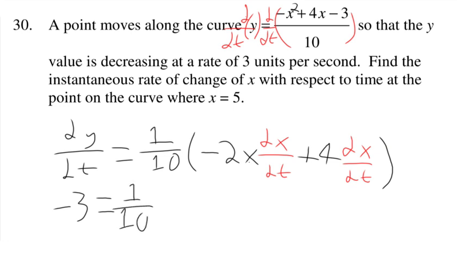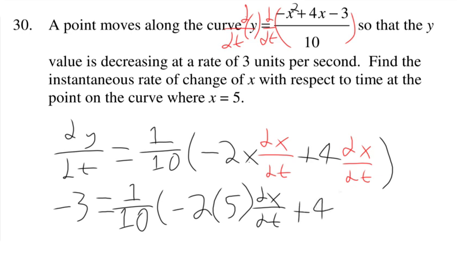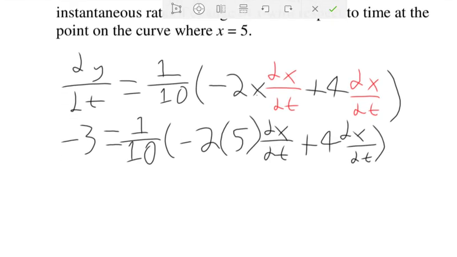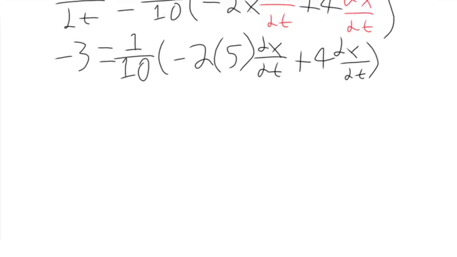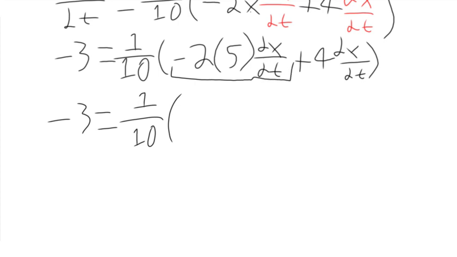This is still going to be equal to 1/10 times negative 2 times, we're interested at this x value right here, x equals 5, times dx dt plus 4 dx dt. Now we just have to do a little bit of cleaning up. So we know that negative 3 equals 1/10 times, well, here we have this negative 10 dx dt plus 4 dx dt is going to give us minus 6 dx dt.